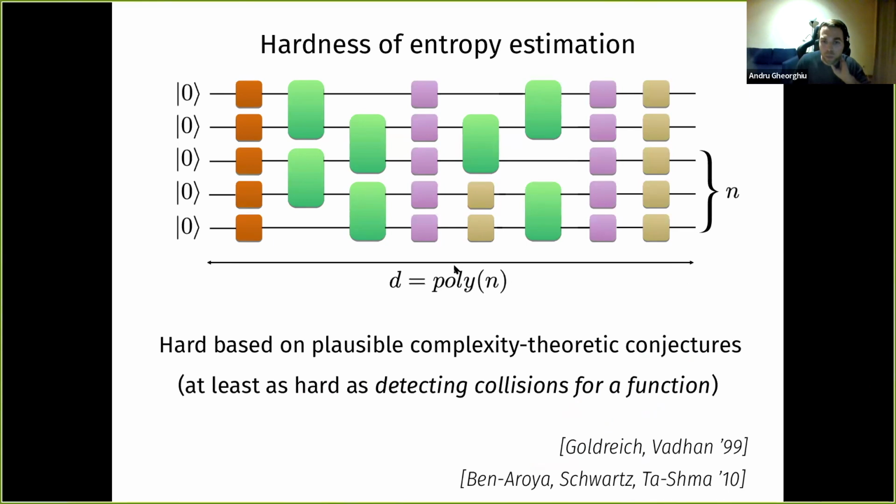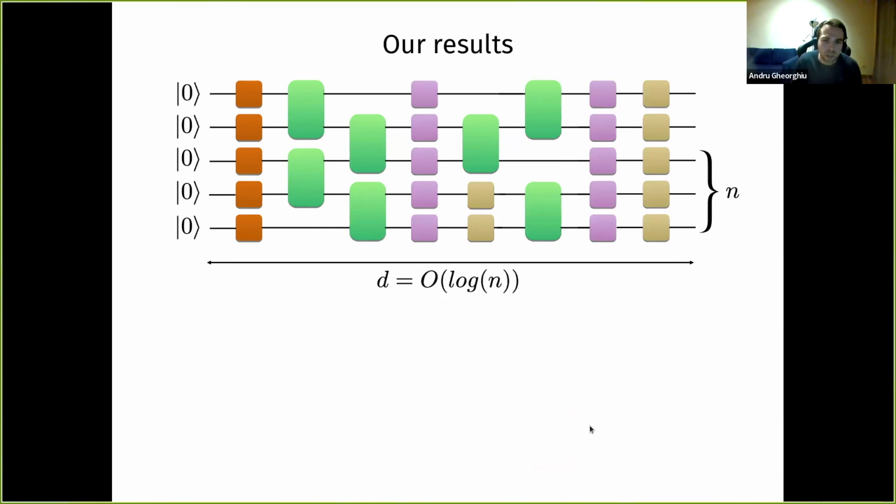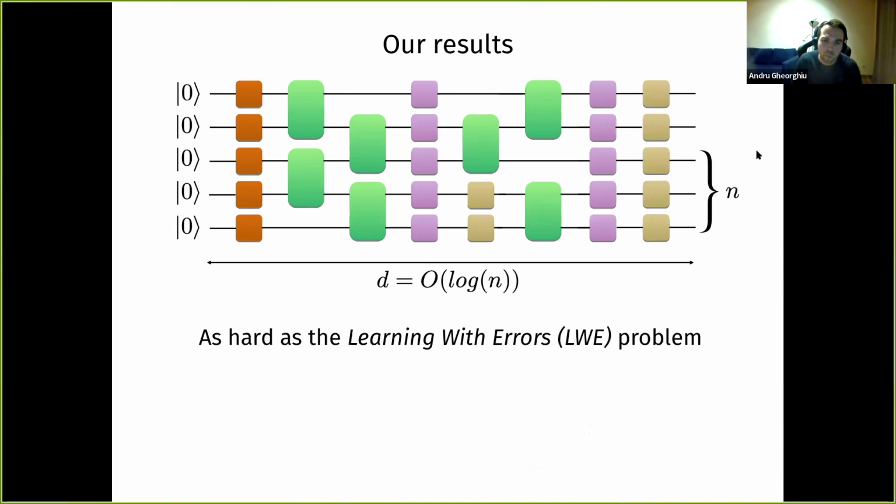So as we'll see, this problem is also at least as hard as a problem known as detecting collisions for a function, and that's also what we'll use for our results. So what are our results? We basically looked at the same problem when your circuit depth is much shorter than polynomial. In particular, when the circuit depth is, say, logarithmic in this number n of qubits.